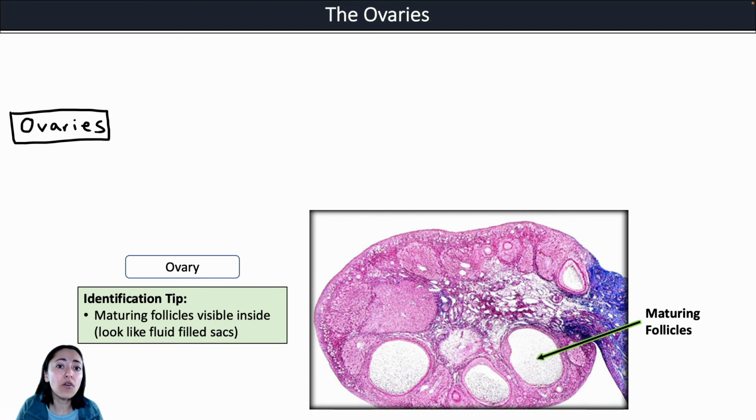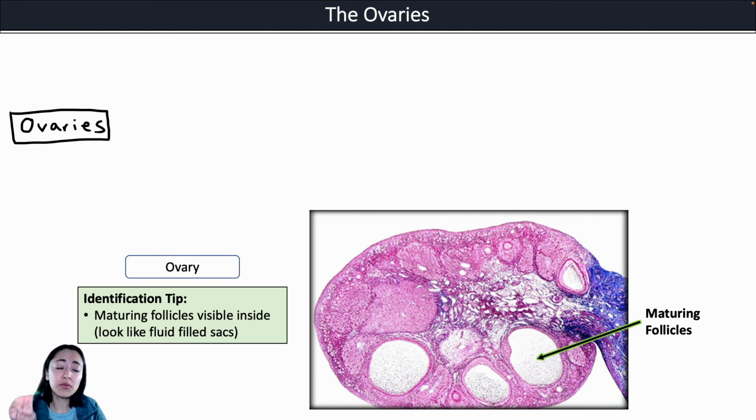That includes the ovaries and the testes. So let's look at the ovaries first. The ovaries are the female gonads. Females have a pair of ovaries. And one way that you can identify the ovaries is by looking at these large fluid-filled sacs, which are the maturing follicles within the ovaries.